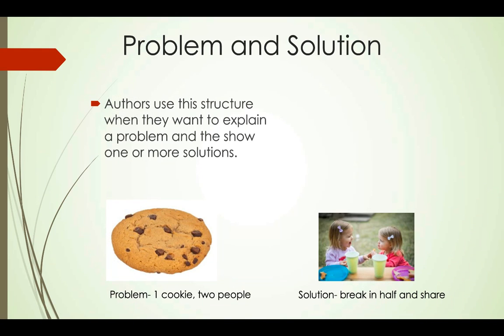And the next text structure, problem and solution. So authors use this structure when they want to explain a problem and show one or more solutions. So our problem here is that there is one cookie, but there are two people. So I might write about the problem and then offer possible solutions. So my possible solution here would be break in half and share. So if I was writing about this, that would be my problem and solution.